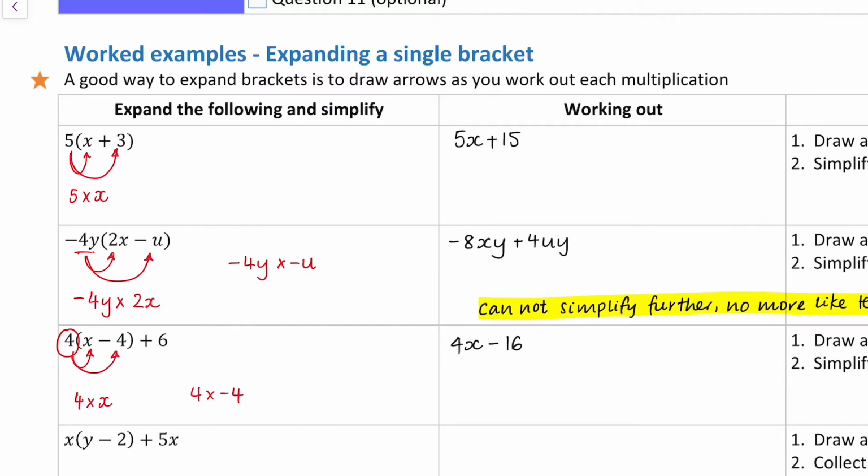Now this plus 6 is just going to join us at the end. The reason being that we didn't need to distribute any other brackets with that positive 6. It's just plus 6 on the side. So now here we can actually simplify further because we actually have what we call a like term. So here we can simplify negative 16 plus 6. So that's going to give me 4x minus 10. And then we stop here because we cannot simplify any further.